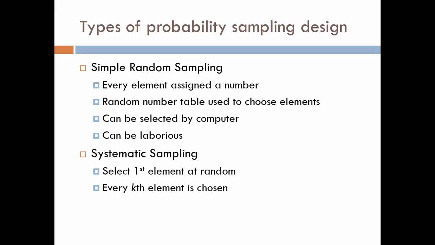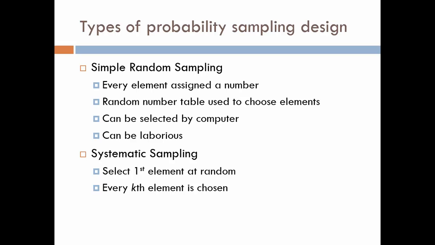Okay, types of probability sampling design. The most common is simple random sampling. Every person is assigned a number. So let's say I take my list of 1,000 youth that live in group homes in California, and I give everyone a number, 1 through 1,000. Then I use a random table or a computer, or I put their numbers in a hat, and I randomly choose 100 of them. This can be labor intensive if you don't have a computer to randomly choose.